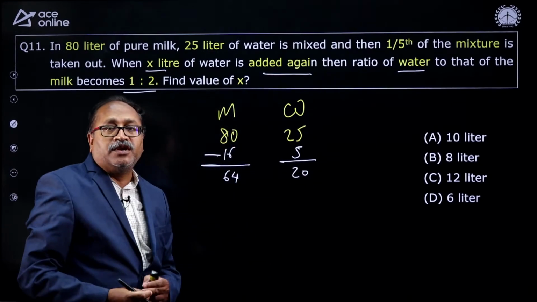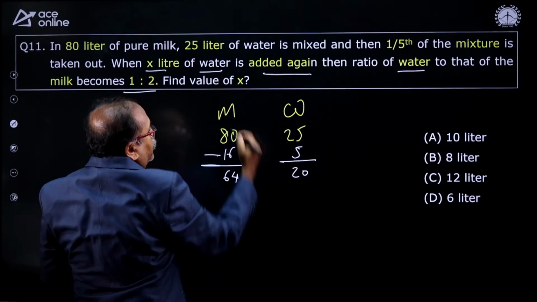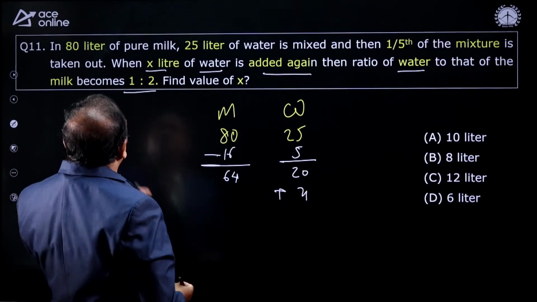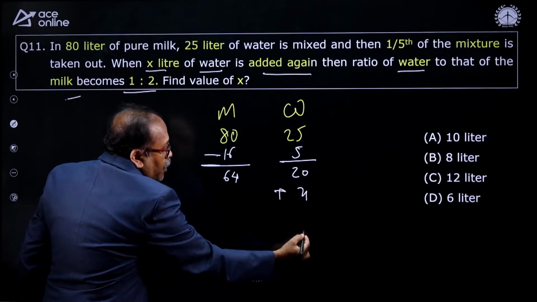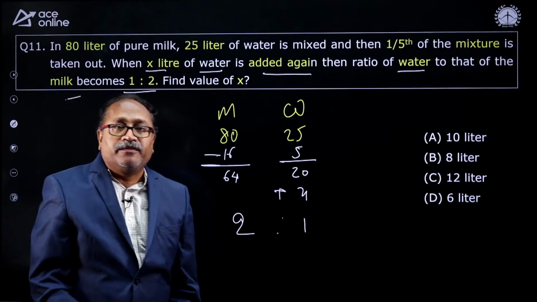This is what is left. Now it is said that X liters of water is added. You are adding X liters of water here, Aman. Then the ratio of water to milk is 1:2. Water is 1 part and the milk is 2 parts. This is the question, my friend.